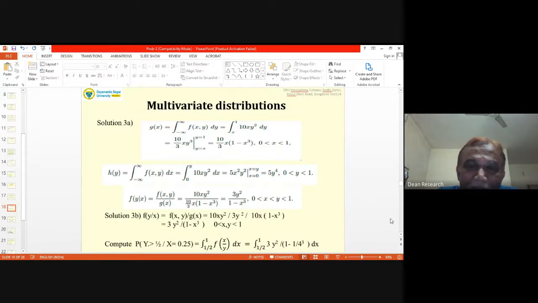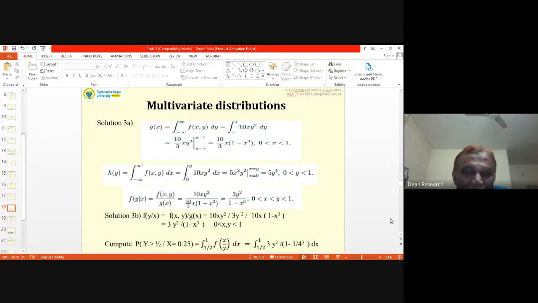So y is equal to x as the lower limit, y is equal to 1 as the upper limit, and hence the formula for g of x is 10 by 3 into x into 1 minus x to the power of 3. Okay. Now, hope that is clear. Yes, sir.